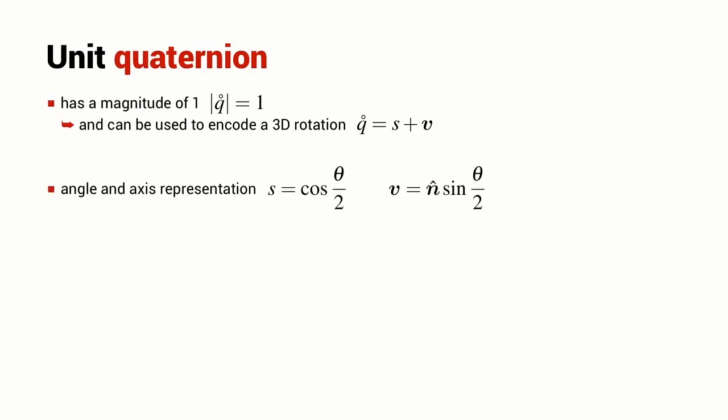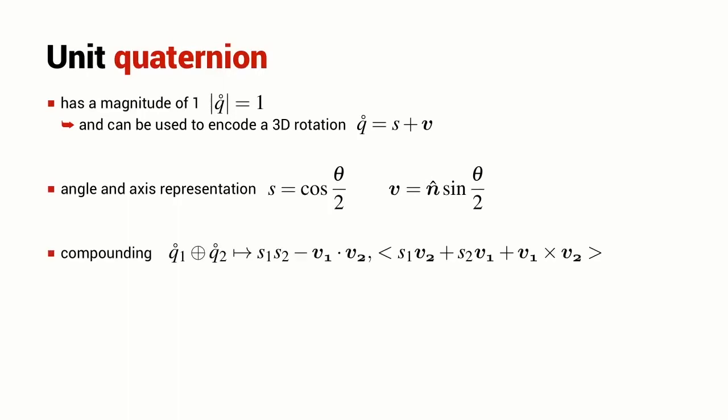A unit quaternion has a lot of similarities to the angle and axis representation that we discussed in the last section. The real part of the unit quaternion is equal to the cosine of half the rotation angle, and the rotation axis, which I've denoted here by n hat, is related to the vector part of the quaternion by this relationship, which involves the sine of half the rotation angle.